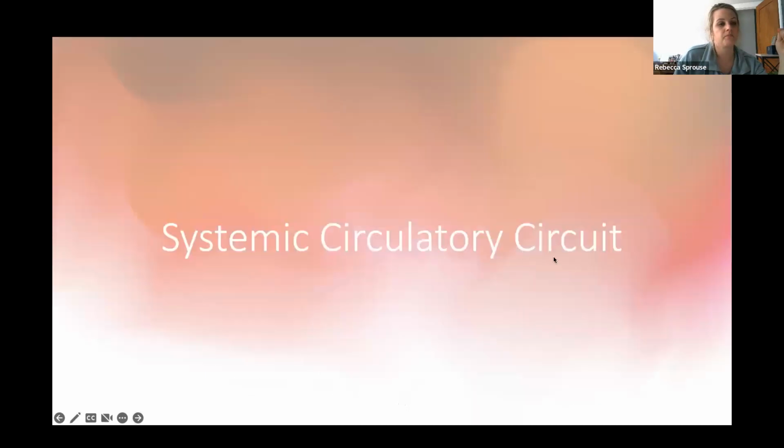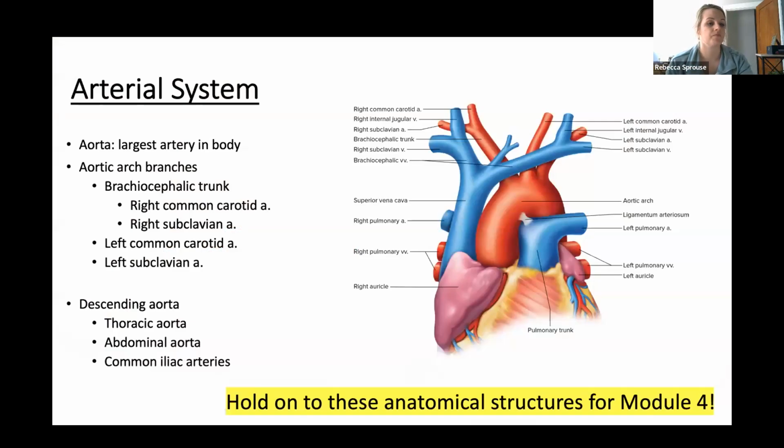Okay, so in this section, we are going to now talk about a lot of anatomy of these blood vessels that I'd like you to know, specific names of ones throughout the body. And then in the next module, module 4, we'll get into more of the heart and circulation and pumping the blood through these arteries and things like that. But I just want to go through the anatomy of these arteries first.